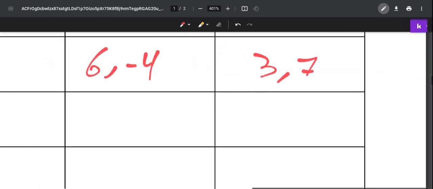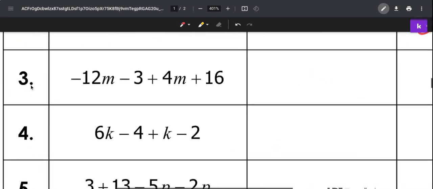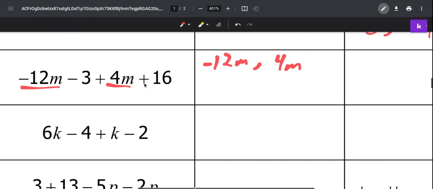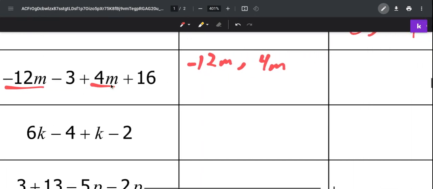All right, let's do another one. So number 3, -12m minus 3 plus 4m plus 16. So the variable terms would be this and this, the whole thing. So -12m and 4m. All right, so it's the coefficient and the variable. Now, the constants are anything without a variable, which is 3, but there's a minus here, so that makes it -3. All right, and then 16.